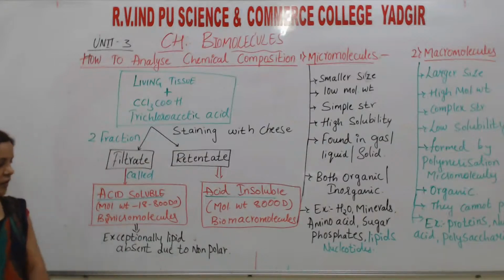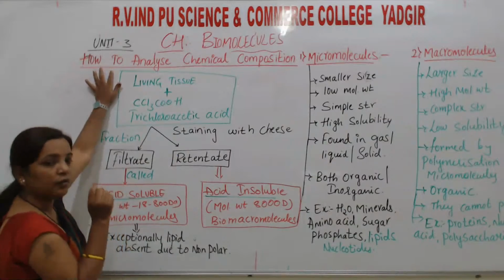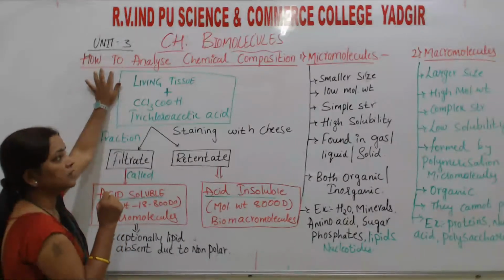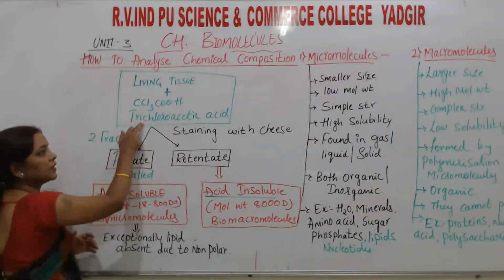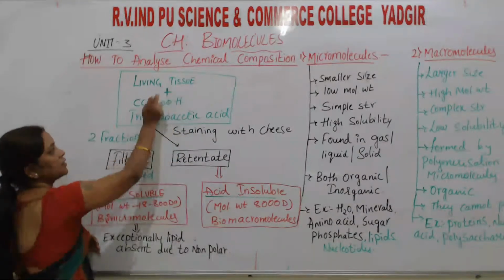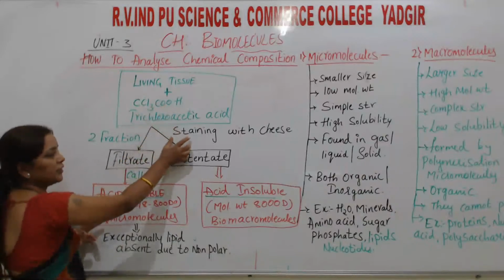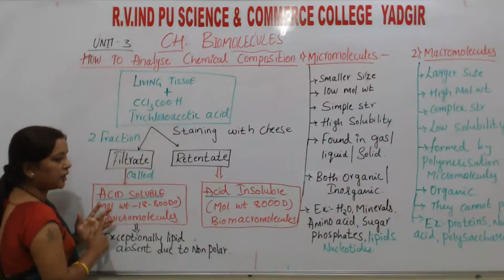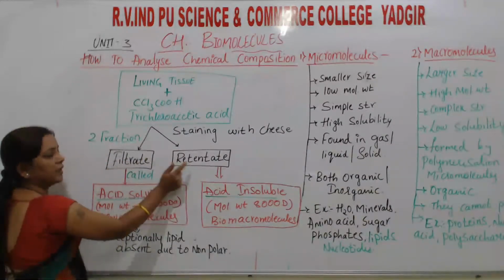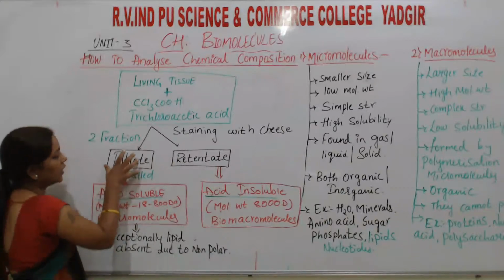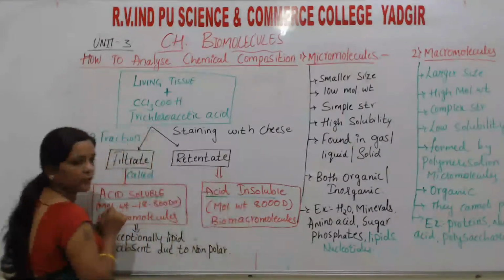Understood? So what have we studied here? To analyze what chemicals are present, the simple method is we collect the tissue and treat it with trichloroacetic acid. This is strained with cheesecloth or cotton, and we will get two fractions. One is called filtrate, another fraction is called retentate. The filtrate is called acid soluble, another, the retentate, is called acid insoluble.